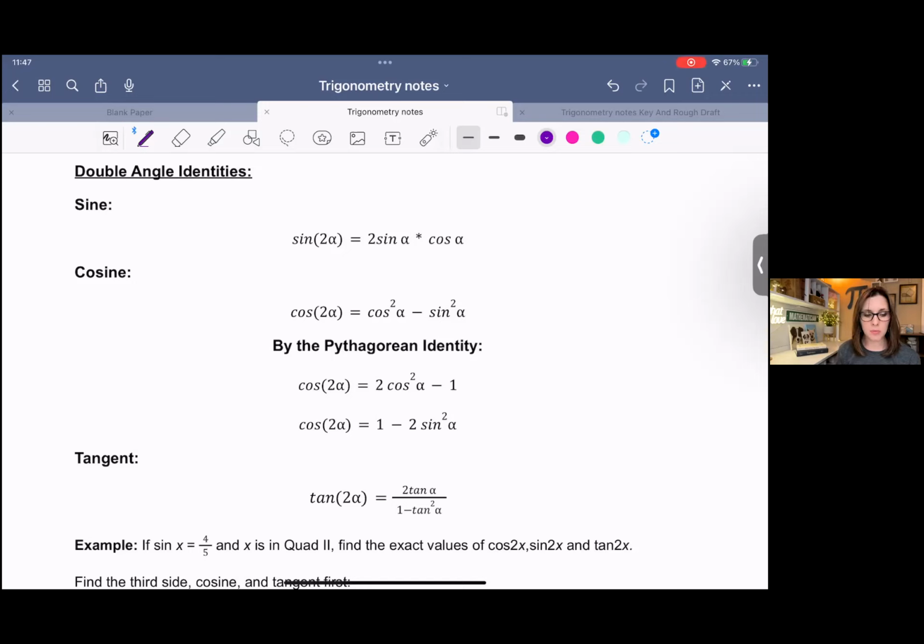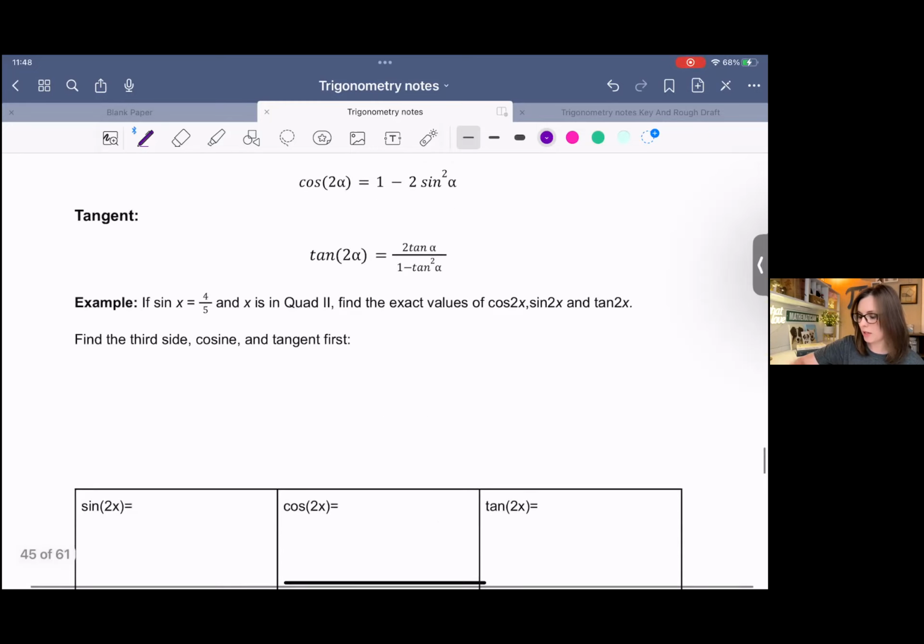this problem down here in the first example. It says if sine x is 4/5 and x is in quadrant 2, that matters because of the sign of the answer. Find the exact values of cosine 2x, sine 2x, and tangent 2x. Before we can get into the double angle formulas that we're looking for, we need to first figure out what cosine and tangent are. We were given sine x, and we were given the fact that it was in quadrant 2. So I'm going to draw a picture here.